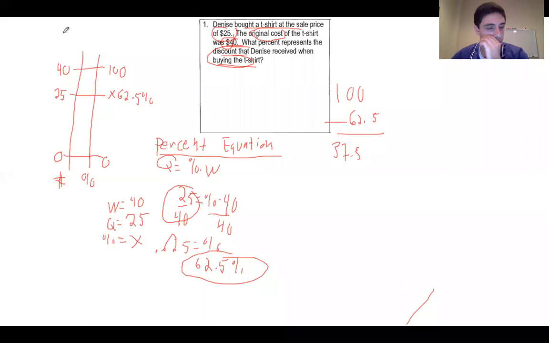Awesome. So here we see we took it down by 37.5%, which can be our answer there. We remove 37.5%. 37.5% of the cost gives us our new shirt cost.